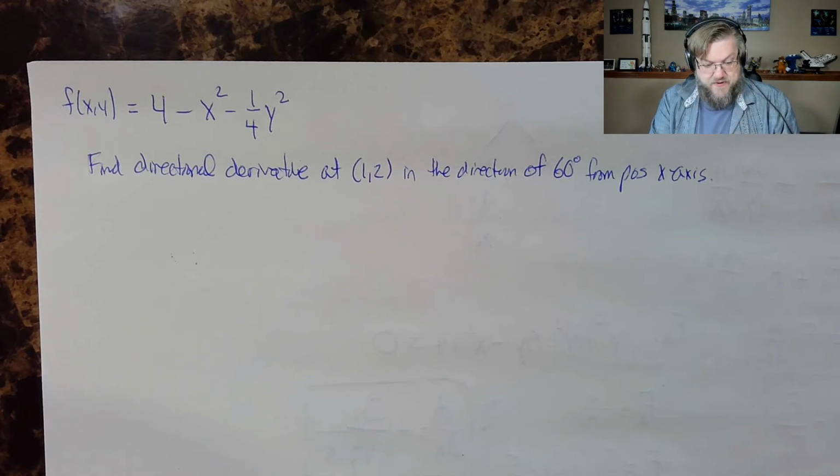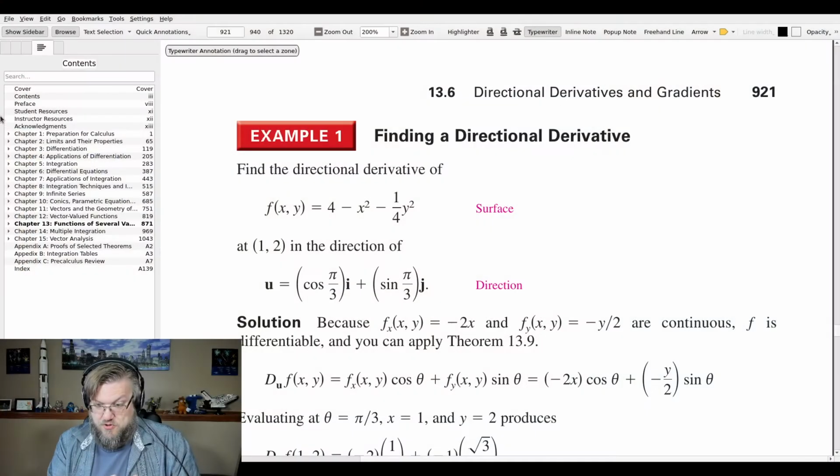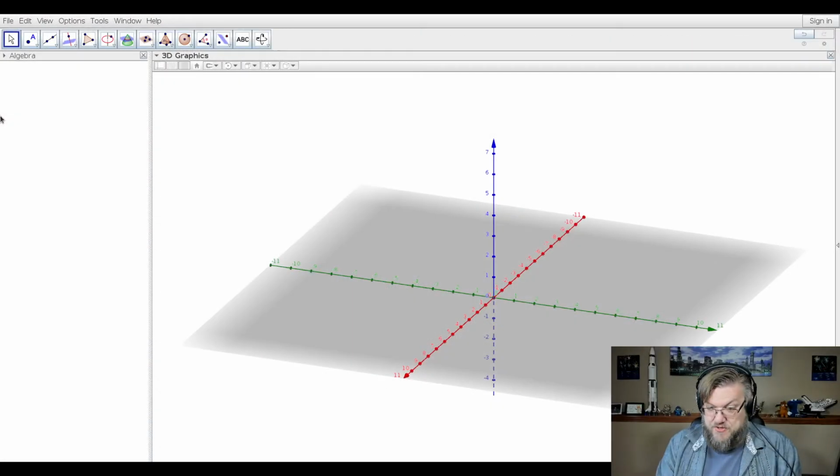Before I do anything here, let's get our bearings on this problem by looking at GeoGebra real quick, looking at the surface that we're working with. Let's go ahead and type that in here.